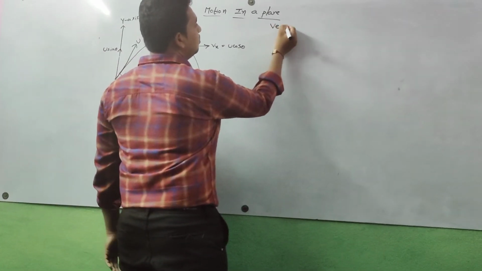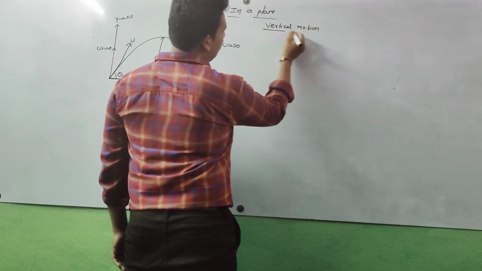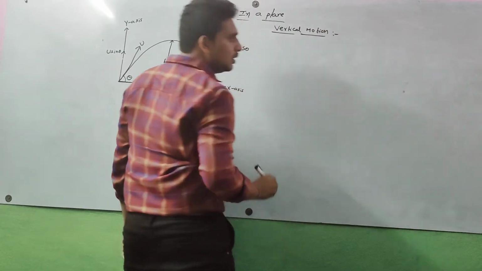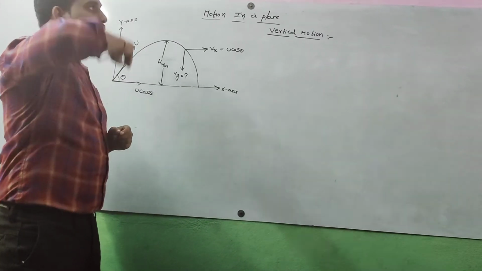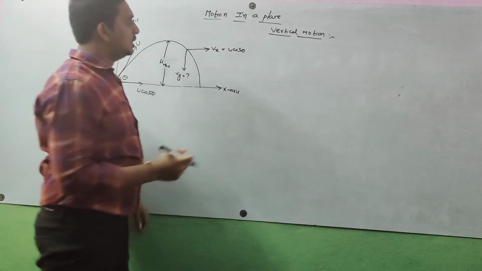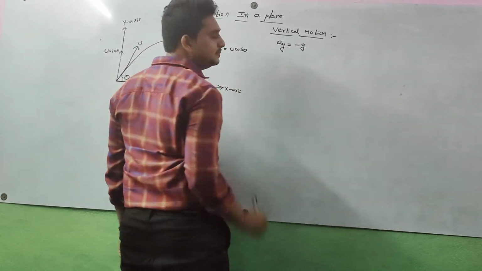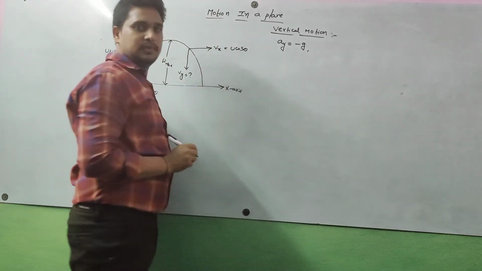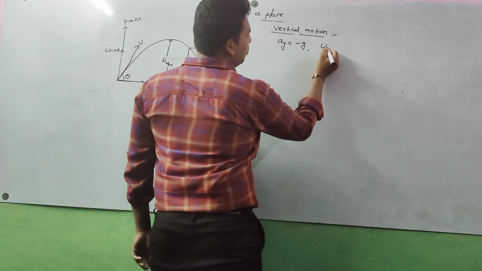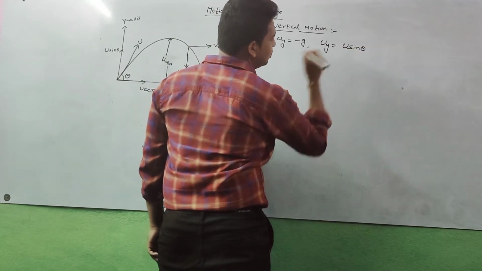In vertical motion, observe carefully. First of all, acceleration. In vertical motion, the body is projected upwards here. So that means ay is equal to minus g, because it is against gravity. That's why ay is equal to minus g. Uy is equal to, in vertical motion, Uy is equal to u sin theta.